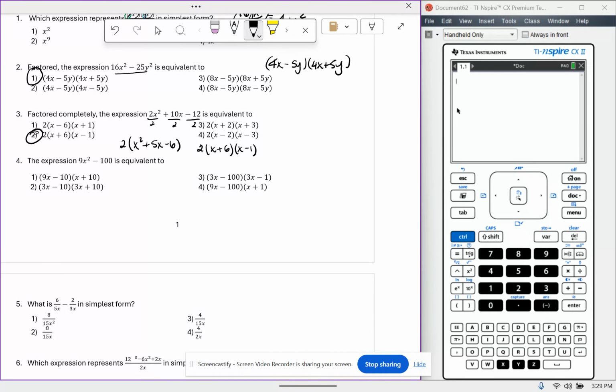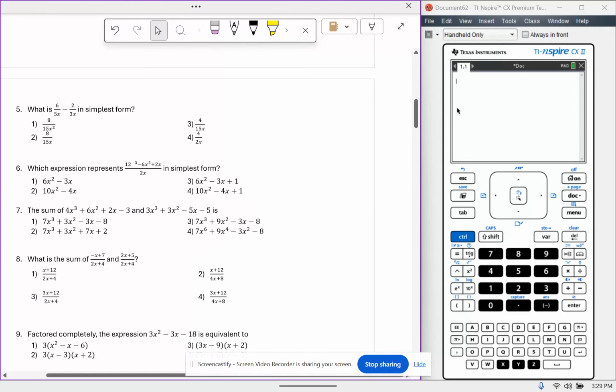Then question 4, it says the expression 9x squared minus 100 is equivalent to. We're going to go ahead and see that this is a special factoring pattern. It's the difference of two squares. We would have 3x plus 10, 3x minus 10. Answer choice 2.